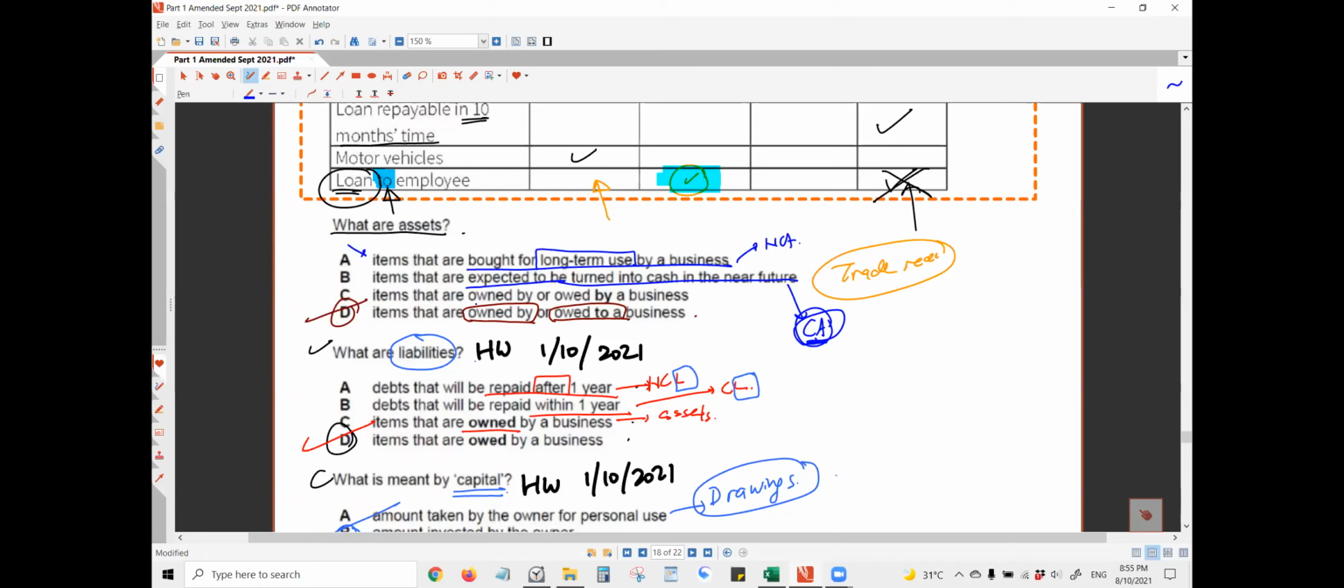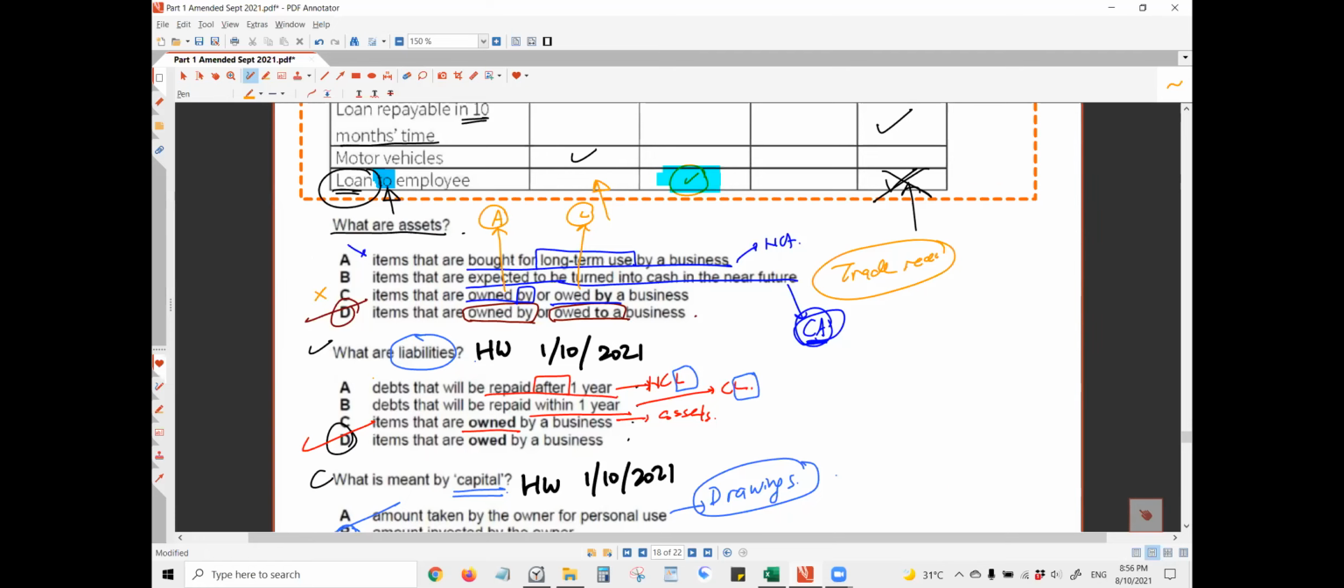C, items that are owned by or owed by a business. Does this sentence mean anything? No, because the first part, owned by, is about assets. Owed by is talking about liabilities. So this sentence means nothing. Part of it is talking about assets, another part about liabilities. So C is meaningless. That's why the answer is D.